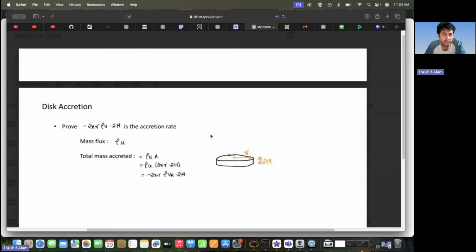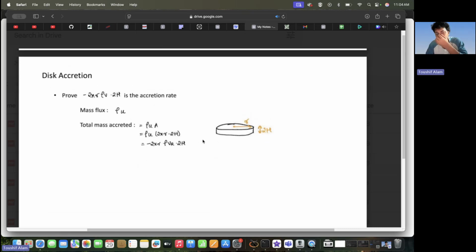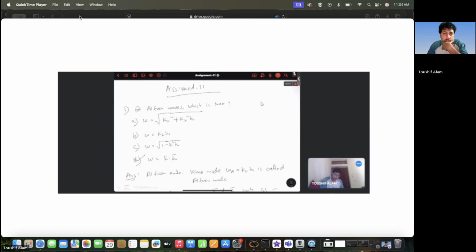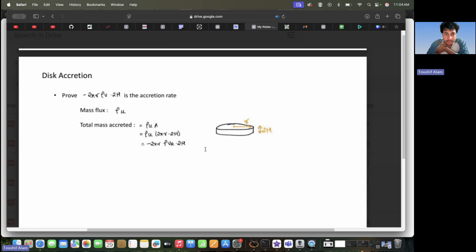Minus 2 pi r rho v r 2h is the accretion rate. Total mass accreted is rho times the volume, right? So the area for a cylinder is 2 pi r times 2h, right? This will be minus 2 pi r rho v r 2h, divided by v r.